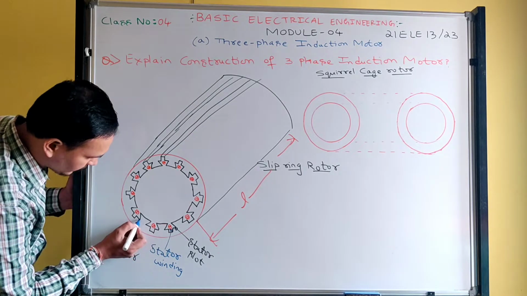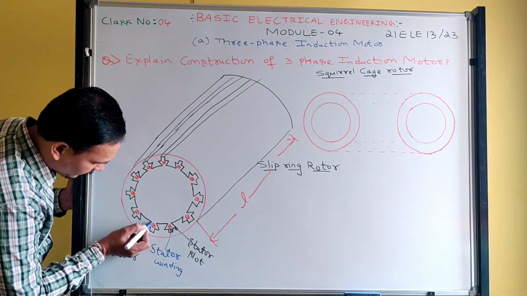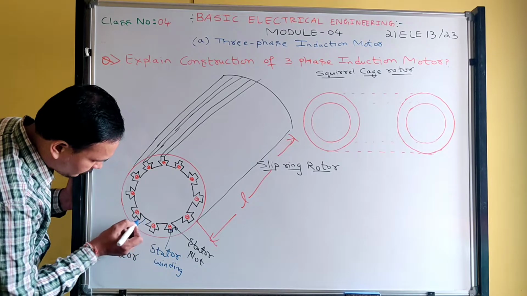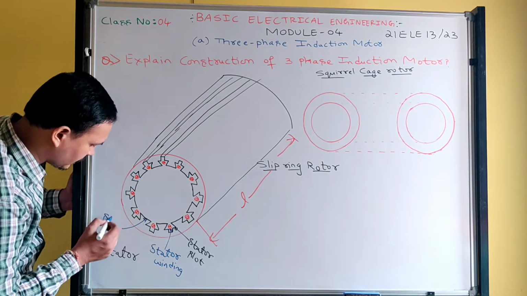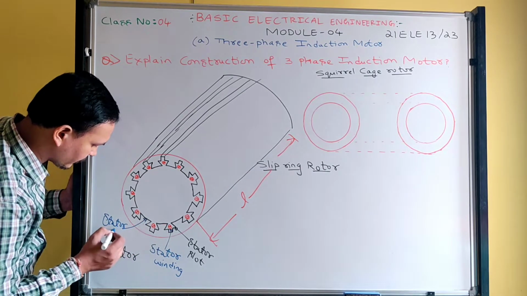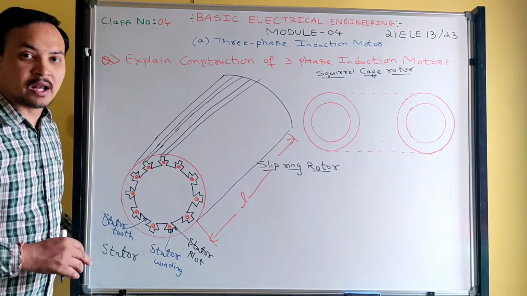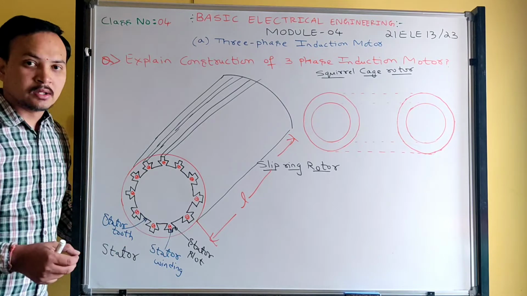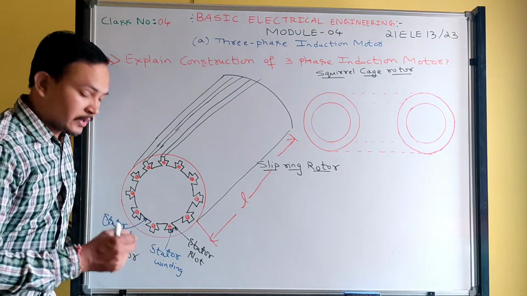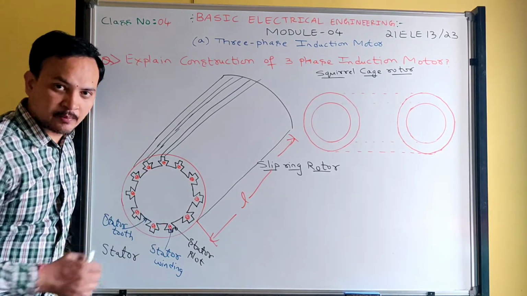Then what about this one? See, look at here, this part. Okay, this part we can call it as stator tooth. See, this provides mechanical balance. Okay, this is going to provide mechanical balance, means from a design constraint point of view.